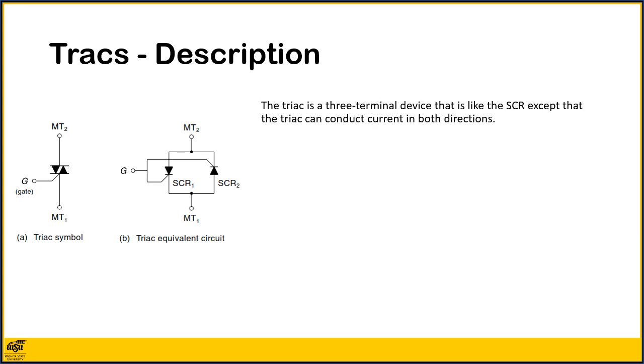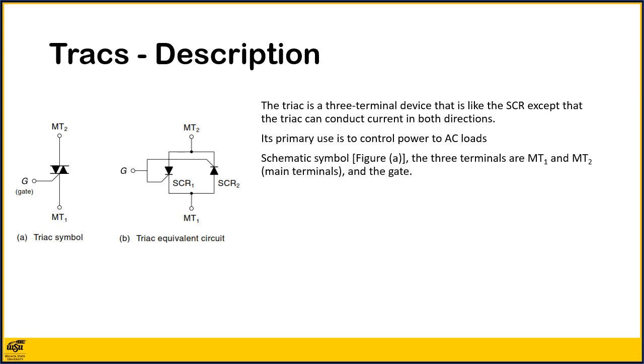The TRIAC is a 3-terminal device that is similar to the SCR, except that the TRIAC can conduct current in both directions. Its primary use is to control power to AC loads, such as turning AC motors on and off or varying the power to lighting and heating systems.